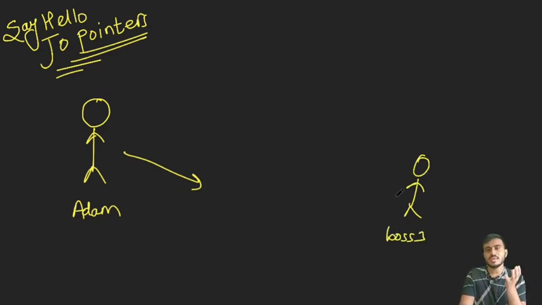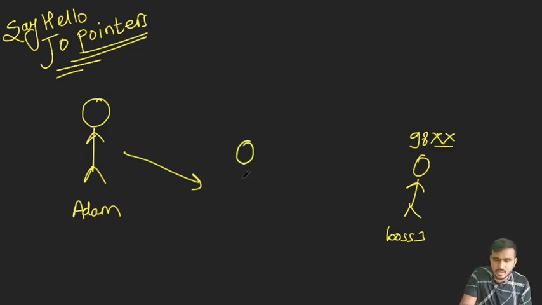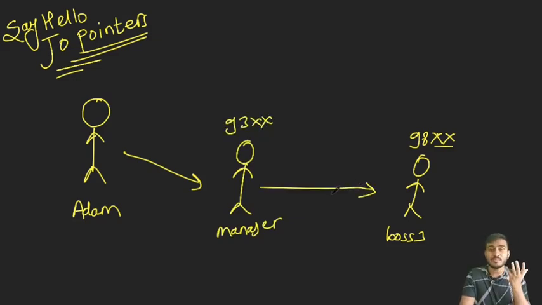Now everyone he's meeting with is going to have some mobile number, right? So this boss 3 was having a mobile number, 98 something something. Okay, but this boss 3 was not directly comfortable giving his mobile number to Adam because he was a busy person and he didn't want to share his mobile number with his clients. So that's why he had a manager. He asked his manager to give his mobile number to Adam. Okay, so this is his manager, and the manager was having some mobile number, 93 something something. And boss 3 asked this manager to give his mobile number to Adam.